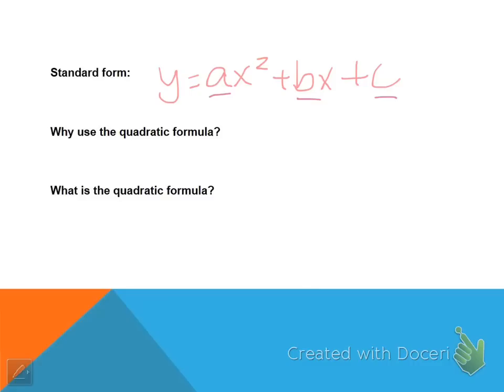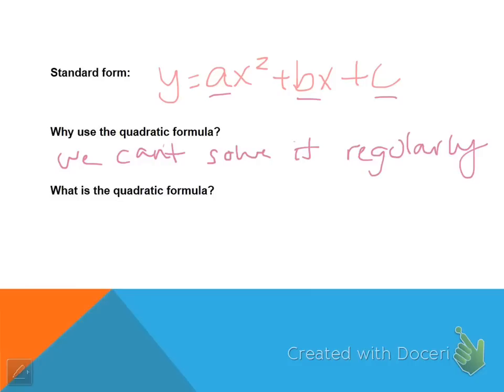So why are we learning a different method? We learn a different method in case there are times where we can't factor, or we can't just solve it and take the square root of it, okay? So we can't solve it using one of our other methods, so regularly. Sorry, this is so messy looking.